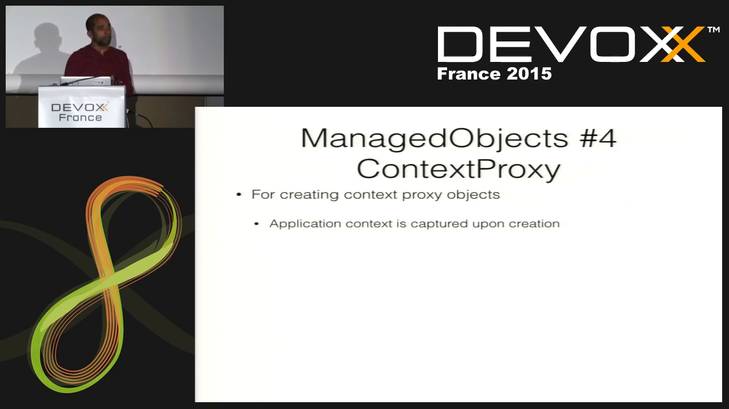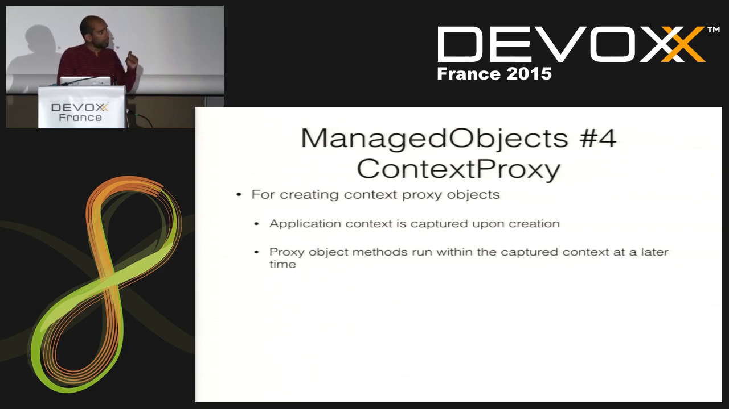Well, at a given point in time, you can capture the context, and then you might be running in a slightly different or completely different context altogether. But when you want to invoke the object, then you want to run in the context where the thread was really created. So let's try to understand. In this case, the application context is captured upon the creation of the proxy.